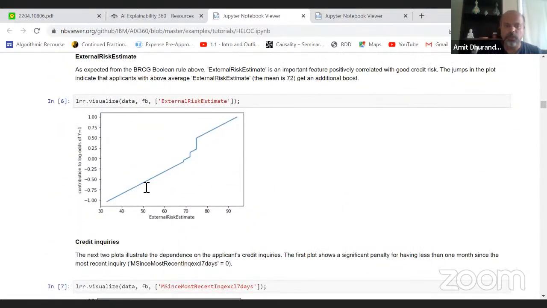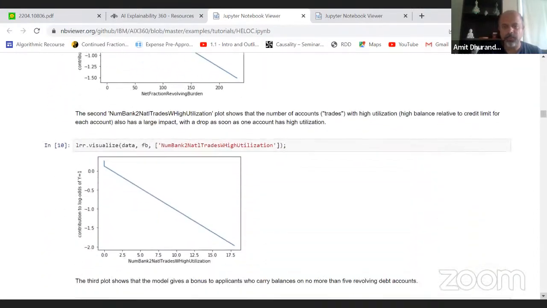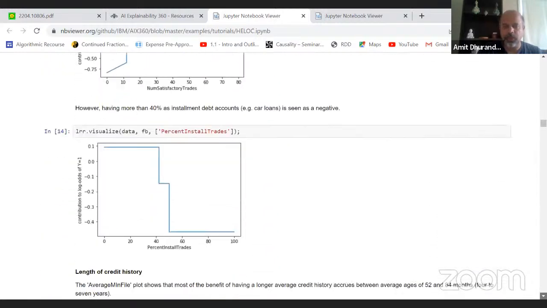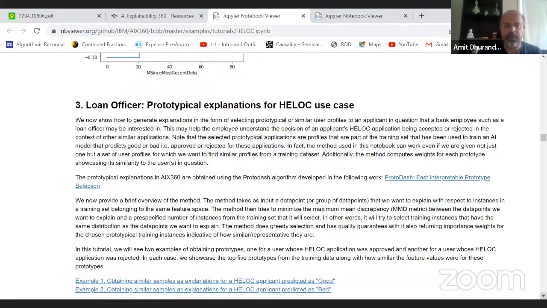It'll give you plots of this. So for this external risk estimate, it can show you how that affects the output in this fashion. And you can get plots for each of the features that it considers important. So you can see which things are negatively correlated, positively correlated, and so on and so forth. Yeah, so this is for the directly interpretable part.